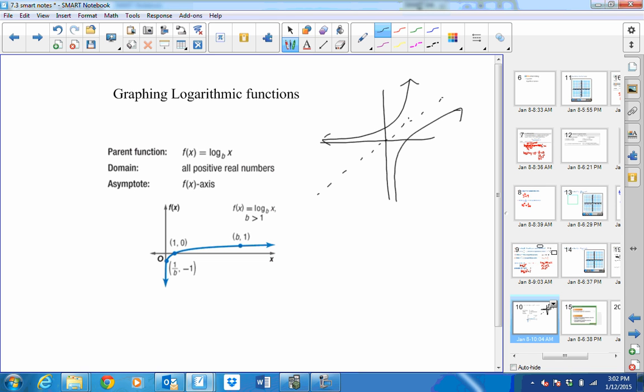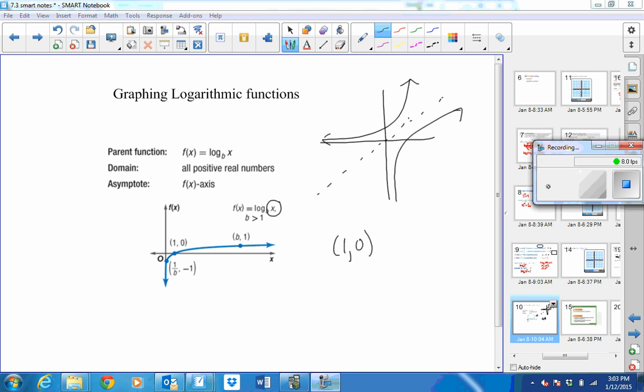Now there's going to be three key points that we want to look for when we're graphing a logarithmic function. The first one is whatever is going to make our power equal to 1. Remember, our power can't be equal to 0, but 1 is a very pretty thing, because if our power, or in this case x, equals 1, that means that our exponent was equal to 0. So in our parent function we would have the point 1, 0.